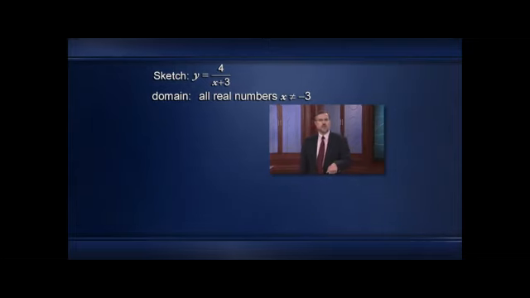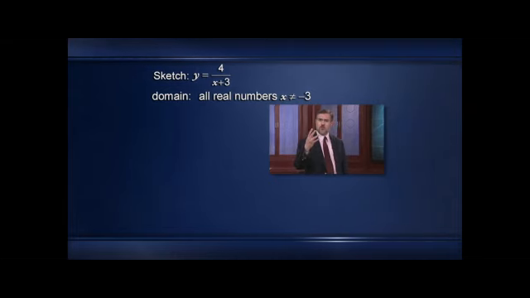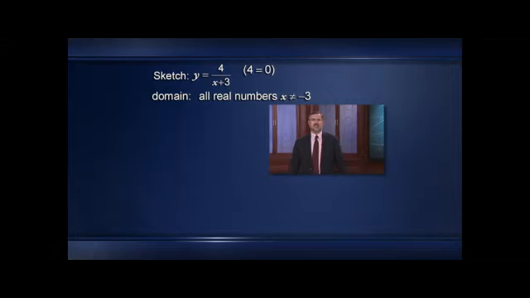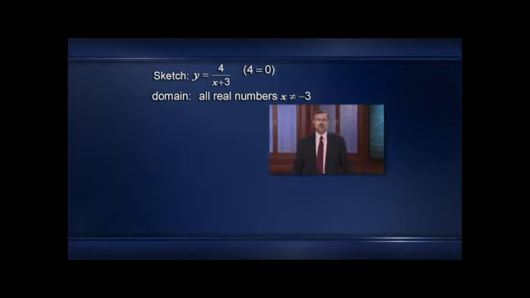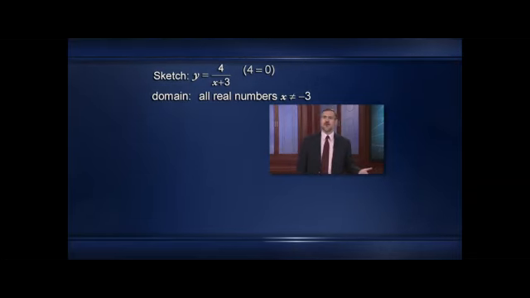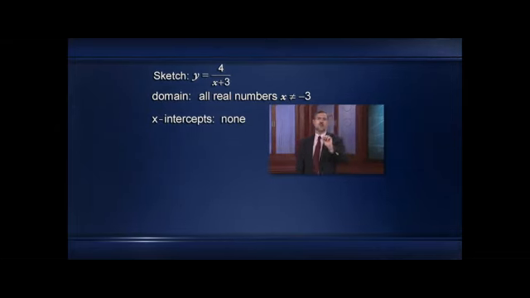Well, in this example, all you're going to set equal to 0 then is 4 because the numerator is equal to 4. So you're looking at the equation 4 equals 0. Well, is that ever true at all? Absolutely not. There are no values of x which are going to make 4 equal to 0. So that means in this example, there are no x-intercepts for the graph. It's never going to cross the x-axis.